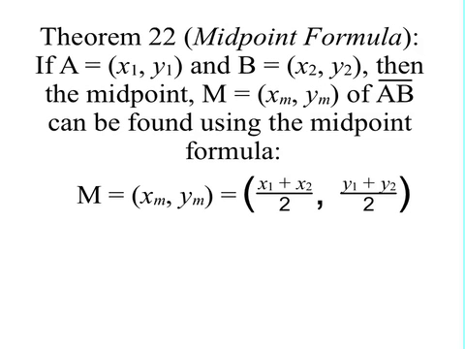In this lesson, we looked at Theorem 22, the midpoint formula. Given two ordered pairs which represent endpoints of a segment, you take the average of the two x-coordinates for the x-coordinate of the midpoint, and then find the average of the two y-coordinates to get the y-coordinate of the midpoint. And that's Theorem 22, the midpoint formula.